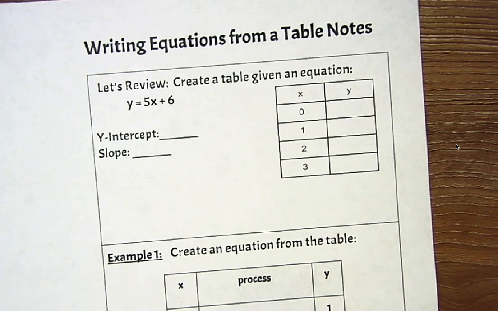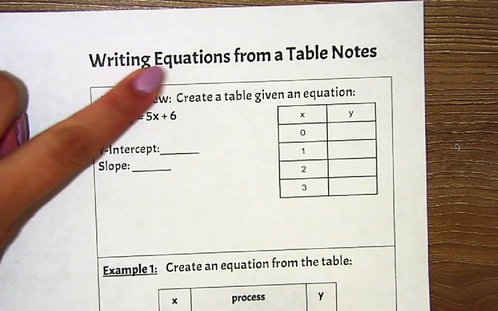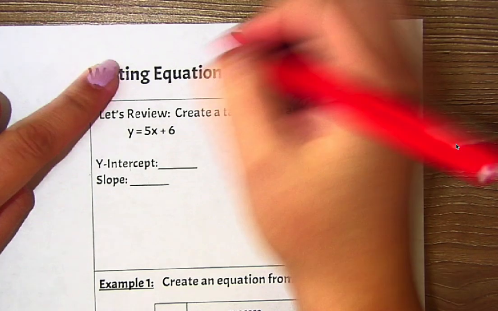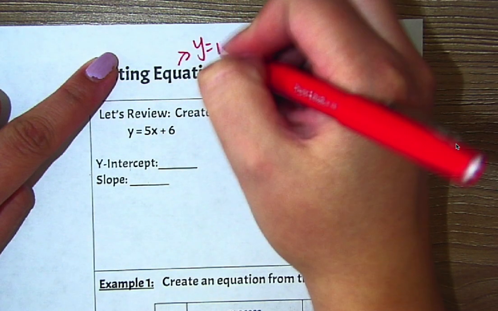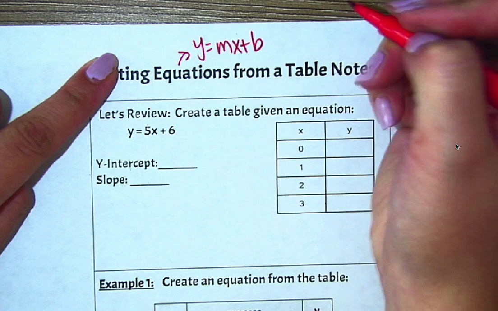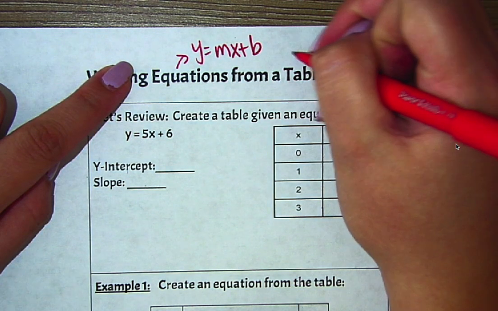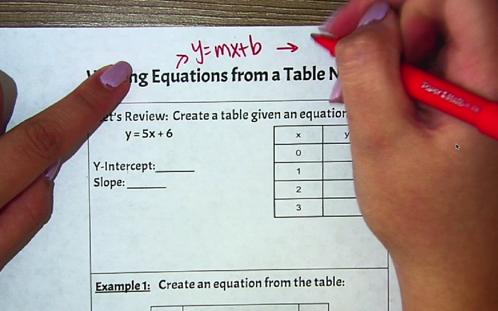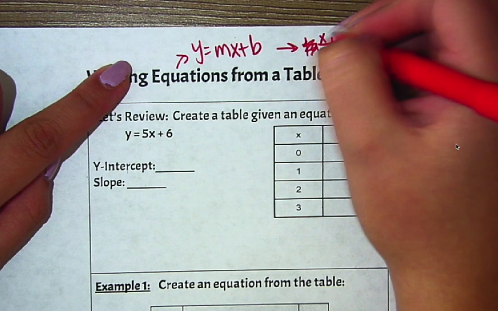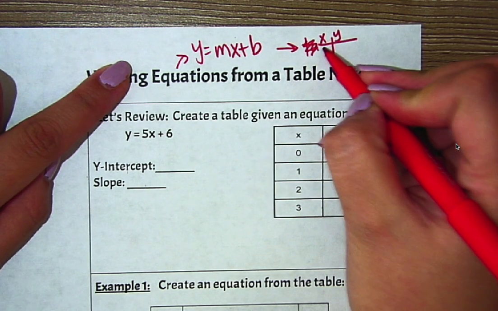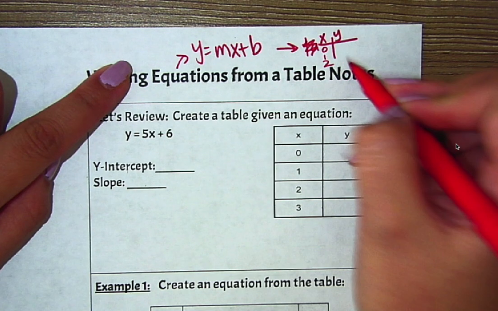So this one is going to be writing equations from a table. We've been talking about our equations. We're still using y equals mx plus b, but now we're going to grab it from our table. So our table, we're going to have our x values and we're going to have to figure out the y's.